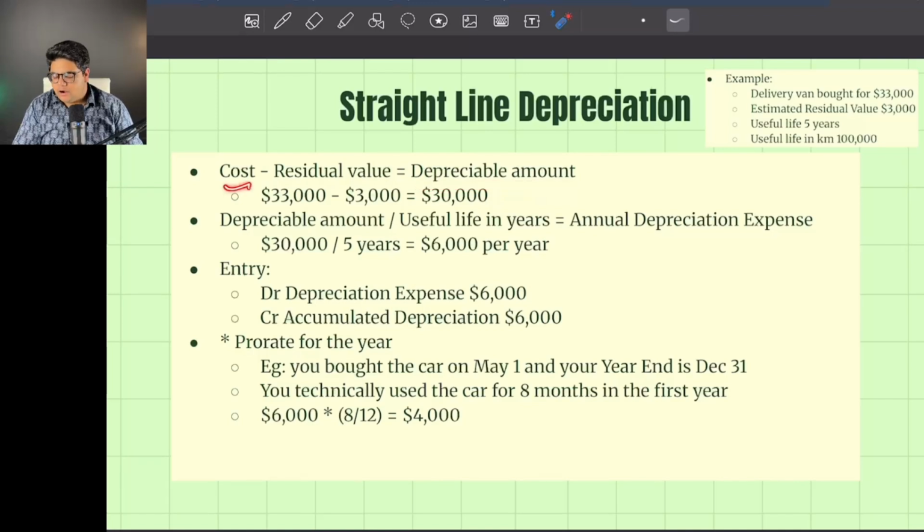So this is the cost minus residual value. We bought it for $33,000. We have a residual value of $3,000. That means the total depreciable cost is $30,000. Now we need to determine the annual depreciation expense.